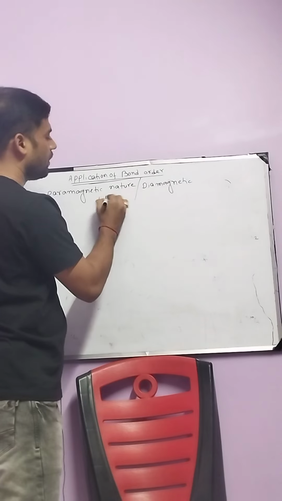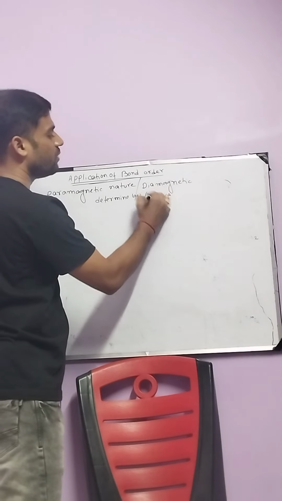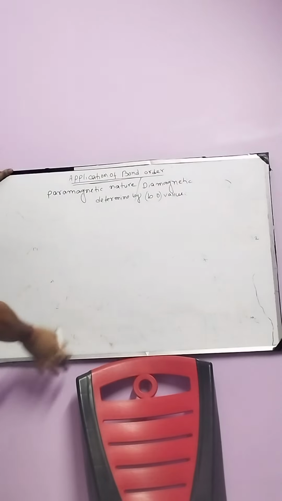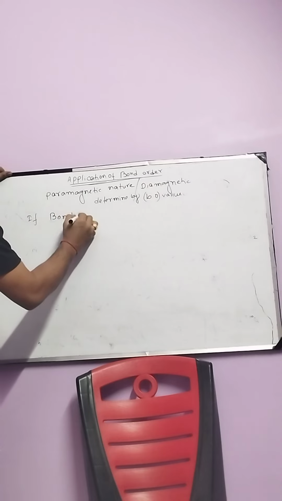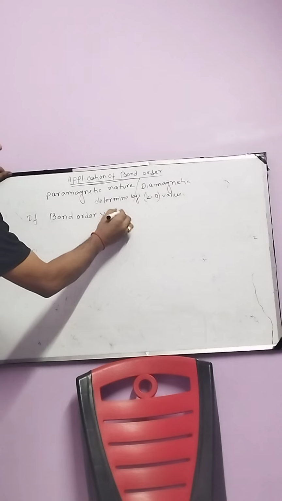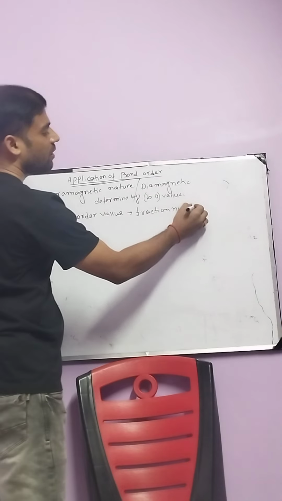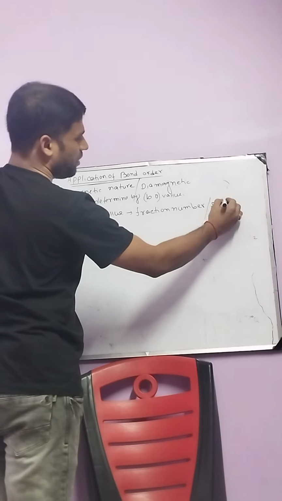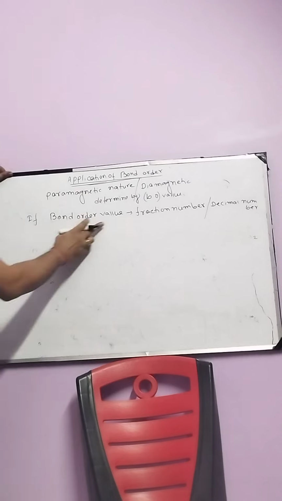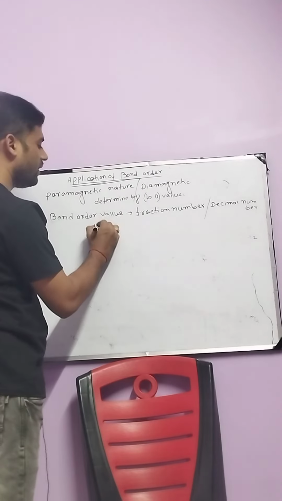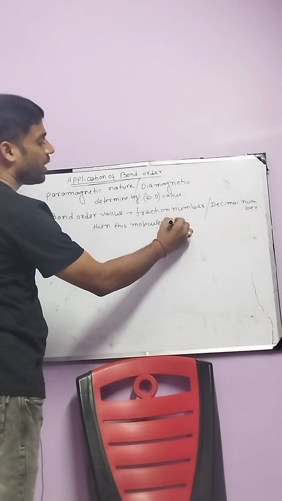This is determined by the bond order value. If the bond order value is a fraction number, that means a decimal number, a point number, like 1.5, 2.5, this is the fraction part, then this molecule is paramagnetic.